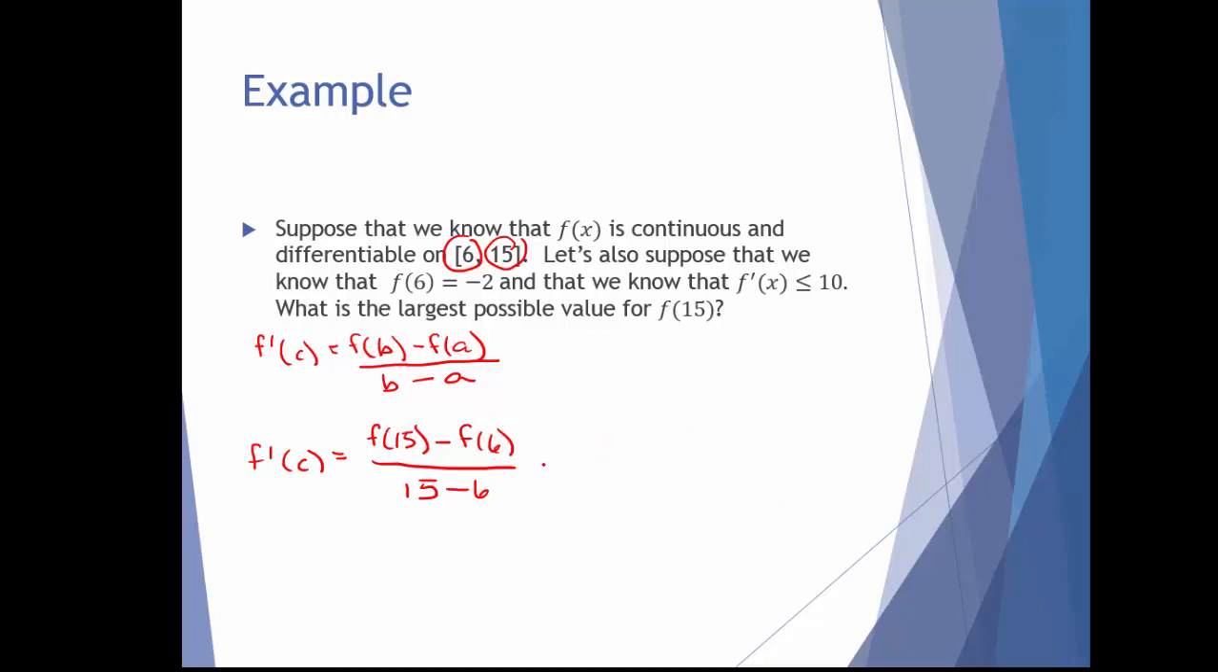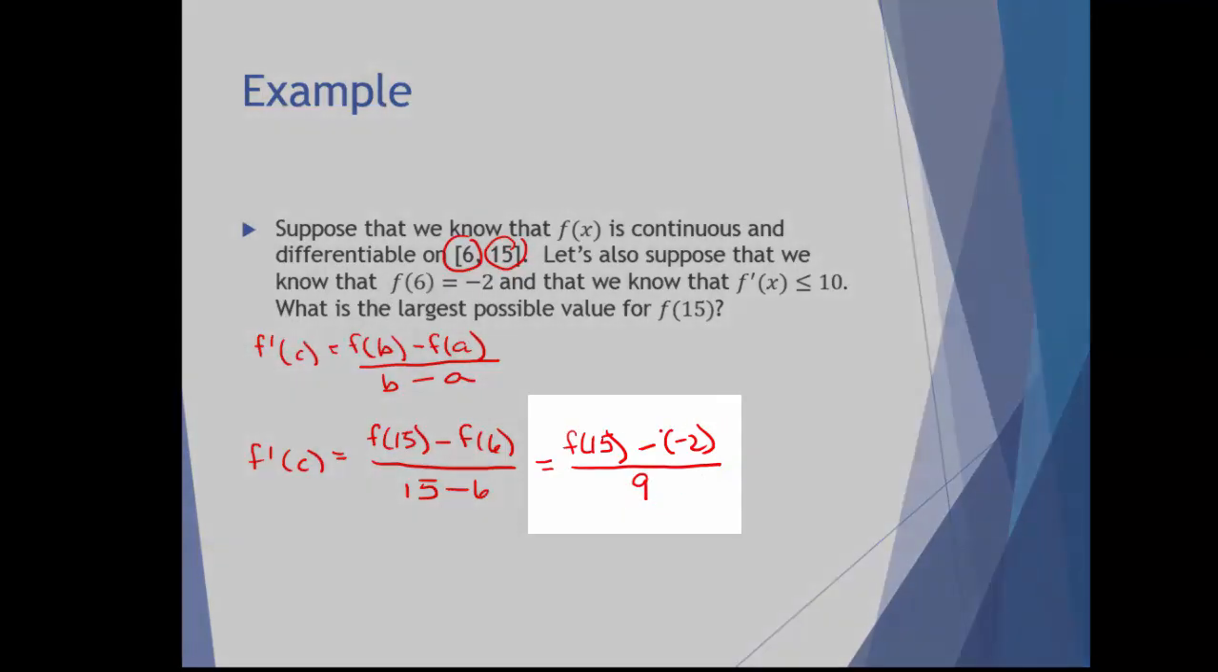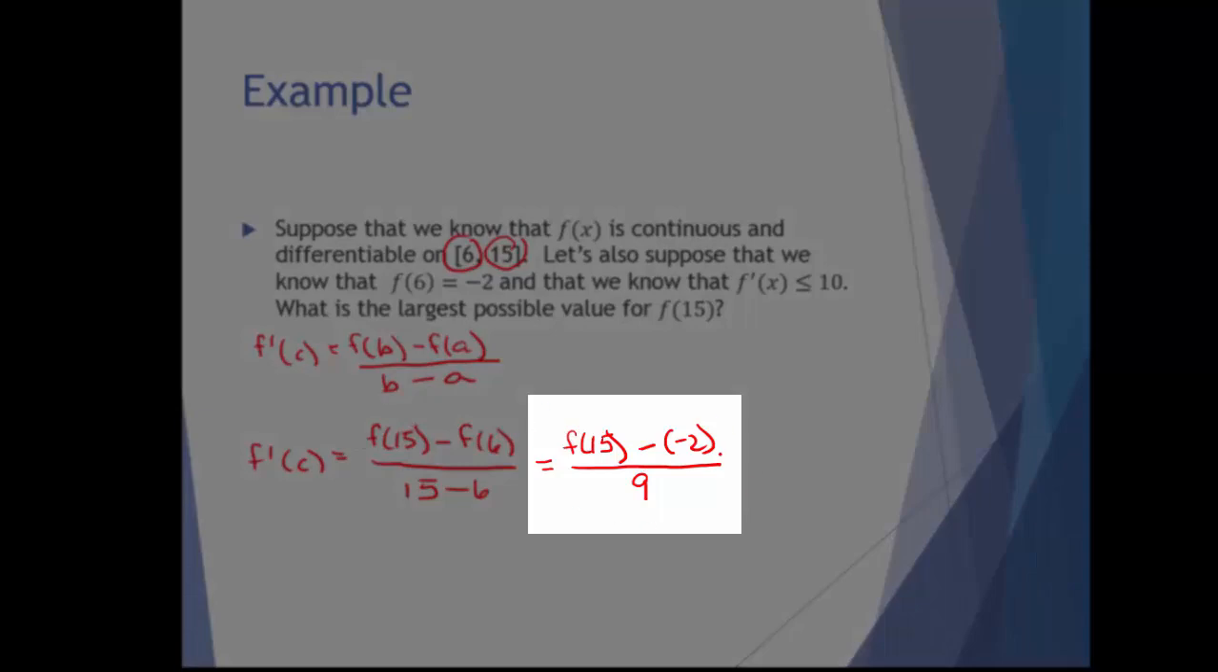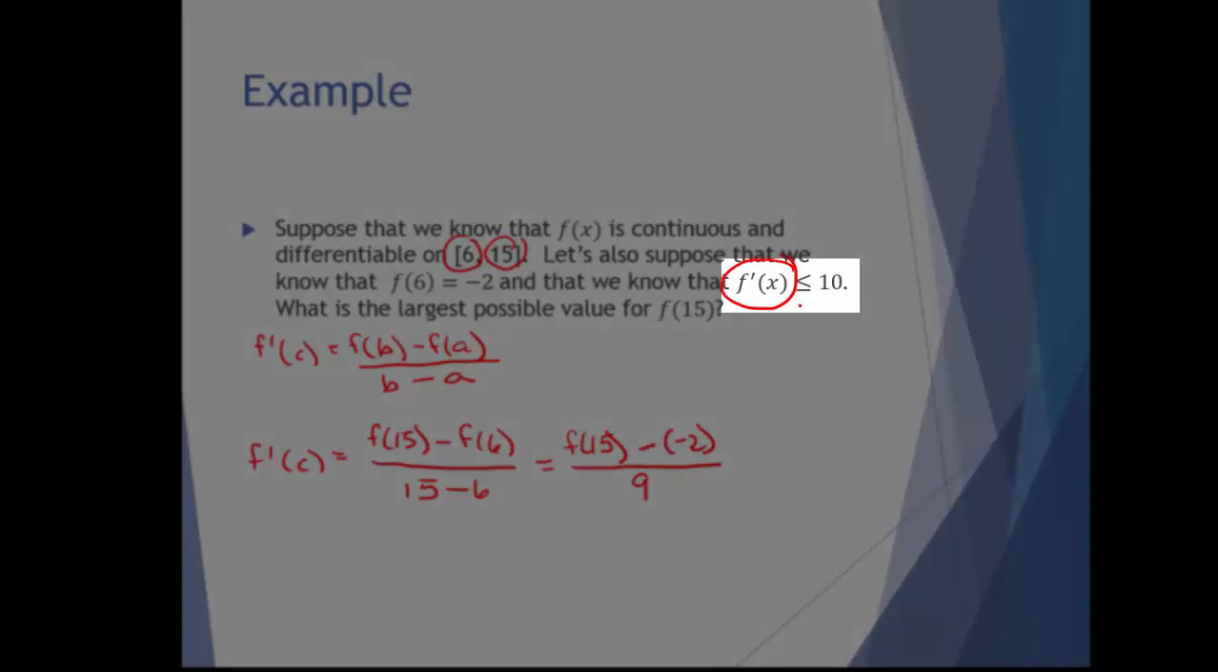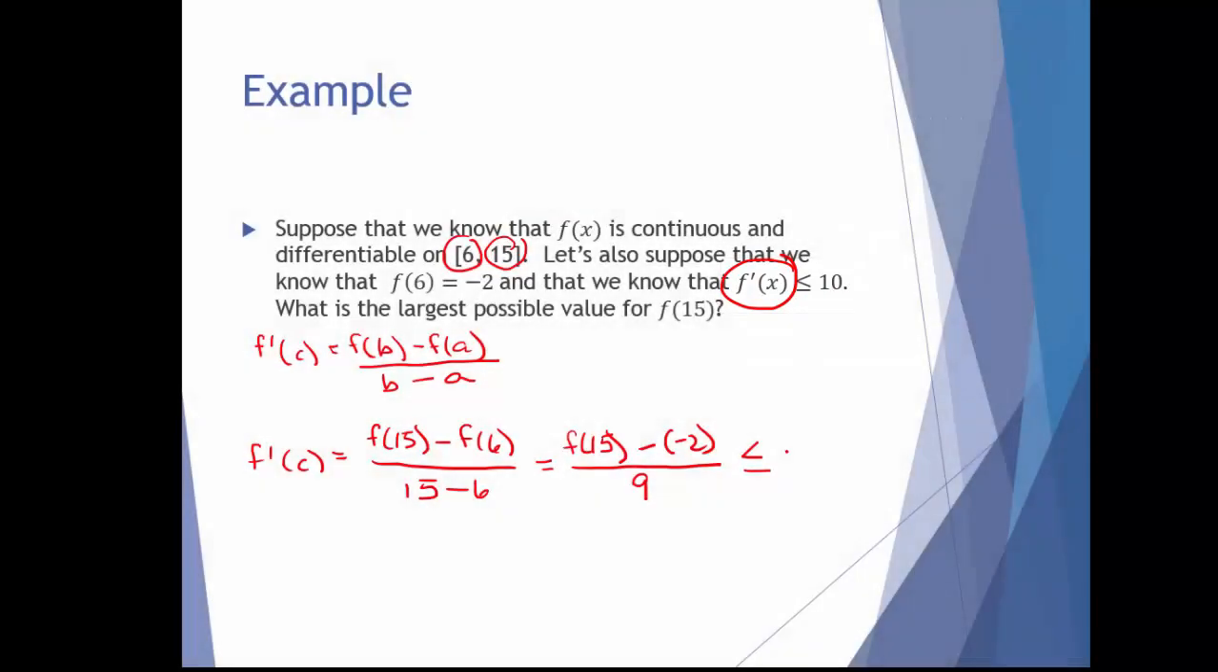Okay, well, we know f of 15 is what we're trying to find information about. So we're just going to leave that as f of 15 for the moment. F of 6 we happen to know is -2. So that's minus -2. And of course 15 minus 6 is 9. So what we know is that the derivative at c has to be equal to this, but for any c, this derivative has to be less than or equal to 10.